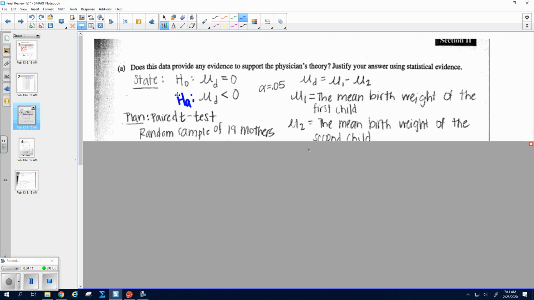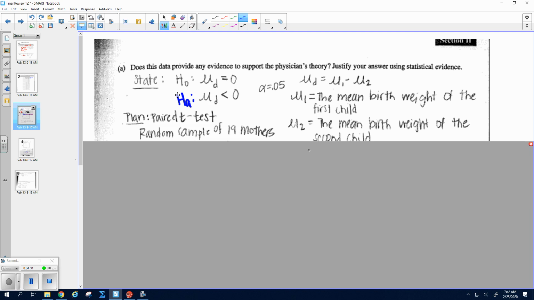So I said mu d was mu1 minus mu2, where mu1 is the birth weight of the first child and mu2 is the mean birth weight of the second child. So I'm looking for the second child being bigger, meaning a negative number if I'm subtracting in that order, okay? You can call this a paired t-test, or you can call it a one sample t-test for means.